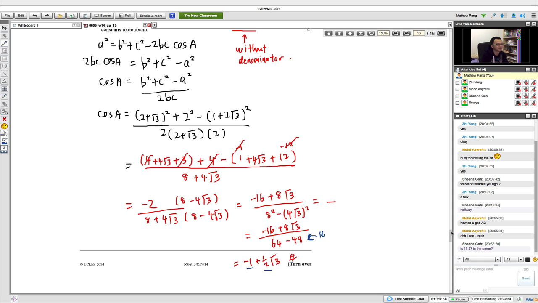Yeah, just please remember whenever they ask you to find cos, you have the cosine rule. Remember this formula. And you can actually simplify it to make cos A the subject, depending on what you want to find. Alright.